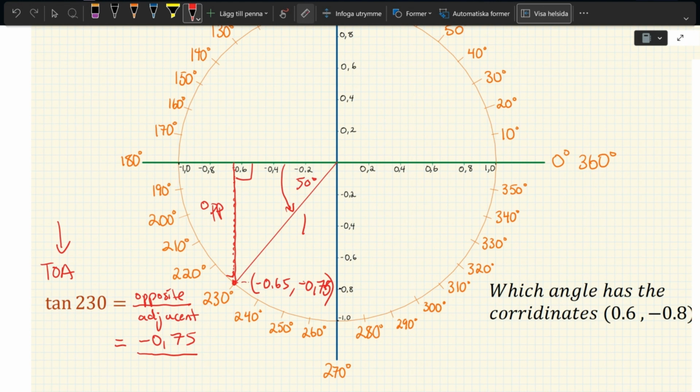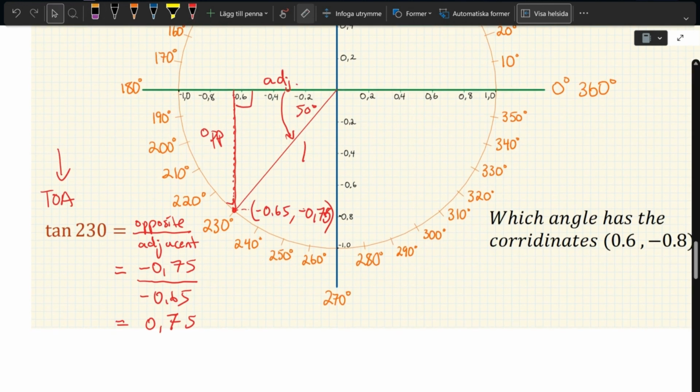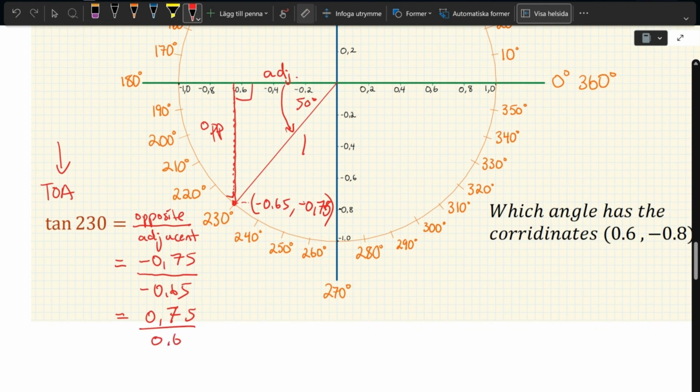which would be our side along the x-axis, which would be negative 0.65. And so when we take two negative numbers and find the quotient of these, we know that it's going to be a positive answer. So our answer will be 0.75 divided by 0.65.